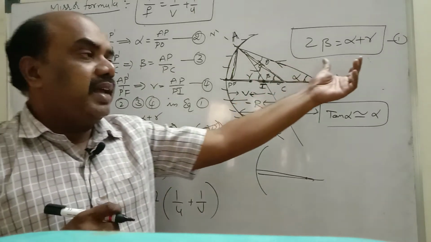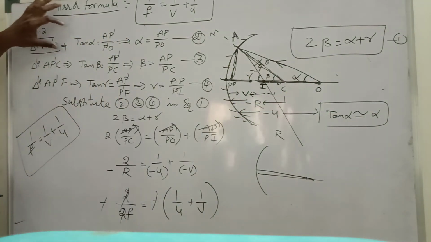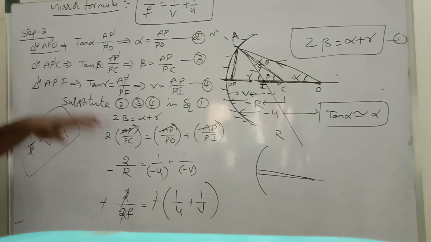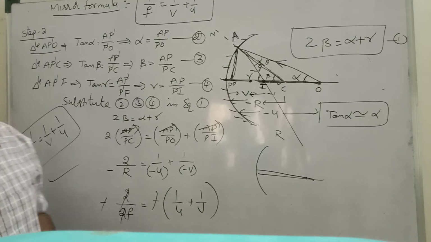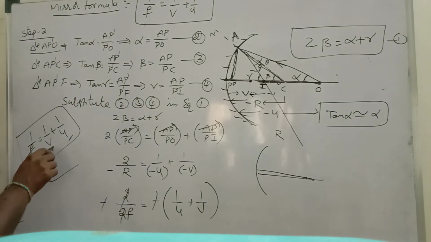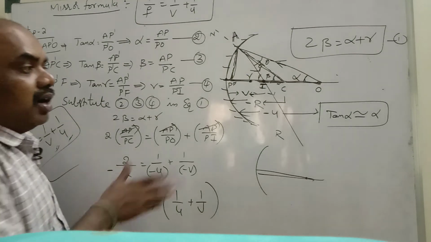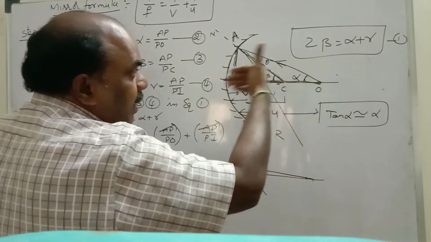In the first step, I calculated the relation between alpha, beta, gamma. In the second step, I calculated the alpha, beta, gamma values. I substituted in the first equation. I got 1 by f is equal to 1 by v plus 1 by u. This is the mirror formula. Here u is object distance, v is image distance, f is focal length. All distances must be measured from the pole and compared with the parallel incident ray.